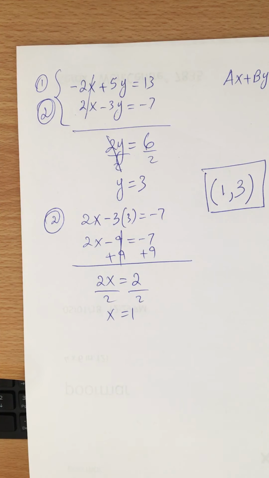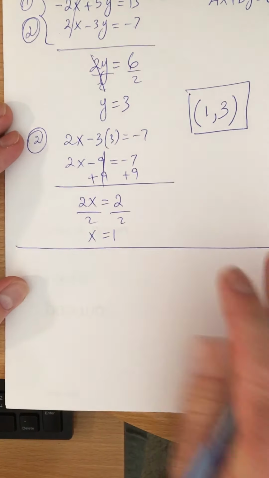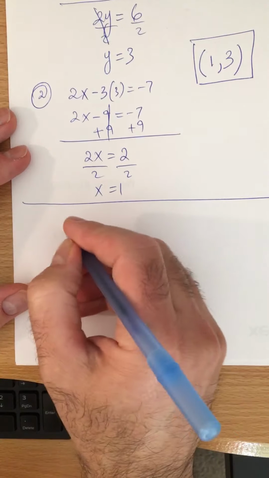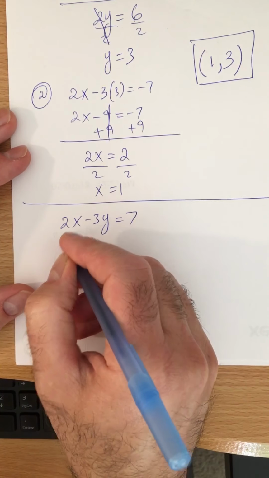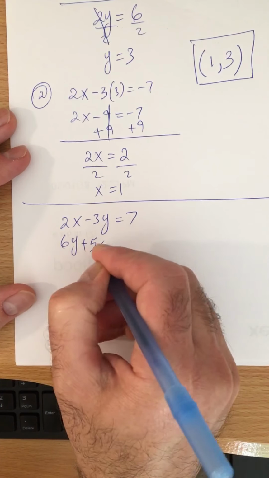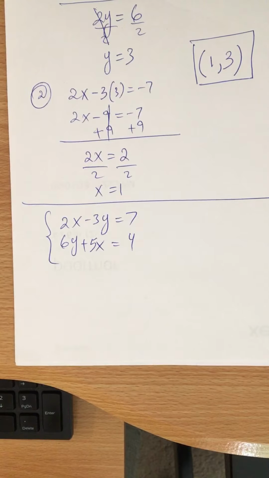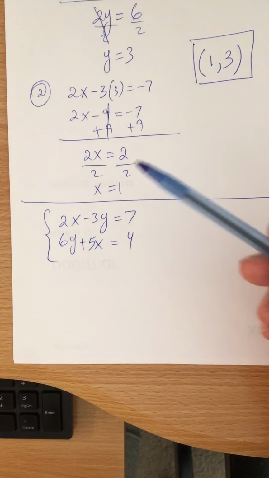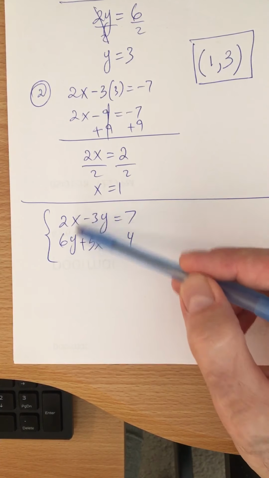Okie dokie. Let me try one more example with elimination. Let's say I give you this. 2x minus 3y equals 7. 6y plus 5x equals 4. Okay. Well, one thing I have to mention as well. The variables have to be lined up. You see, y's and x's are not lined up.